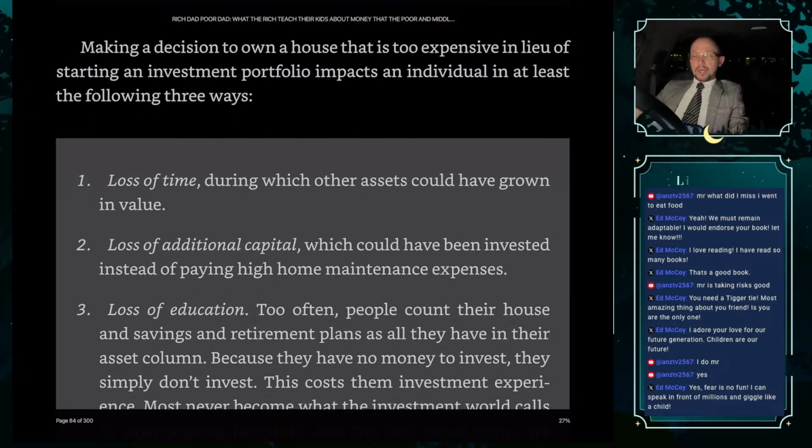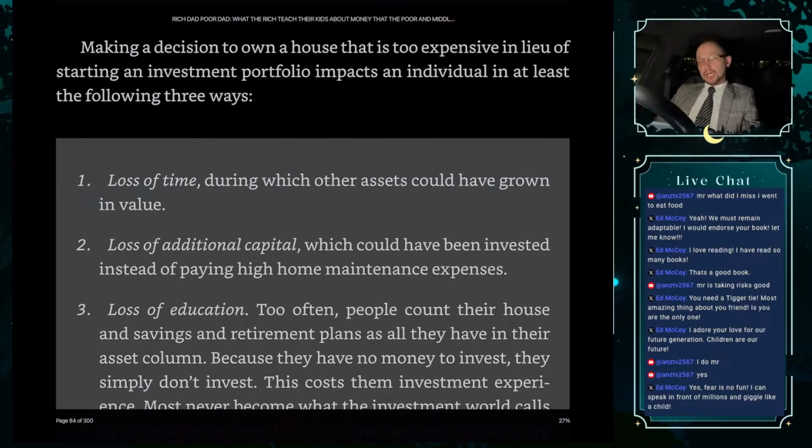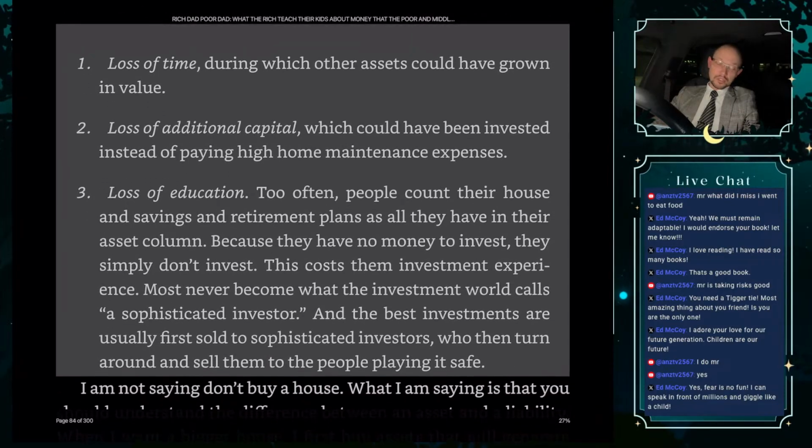So, making a decision to own a house that is too expensive in lieu of starting an investment portfolio impacts an individual in at least the following three ways. And this exactly relates to my personal story that I just shared.